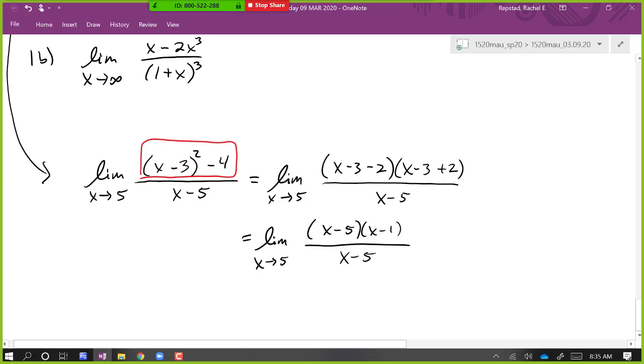Also, keep in mind, I'm carrying the limit all the way through. We carry that limit through each step until we get to the point where we can let x approach 5, which we're just about there. We cancel out the x minus 5s, and now I can let x approach 5. 5 minus 1 is 4.